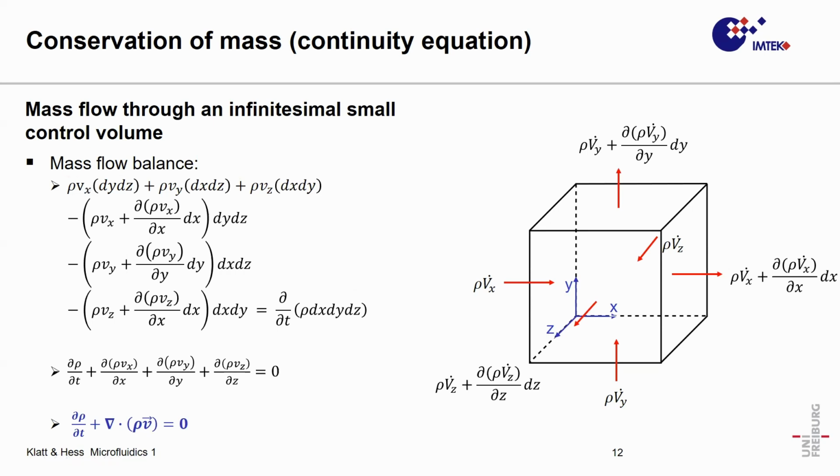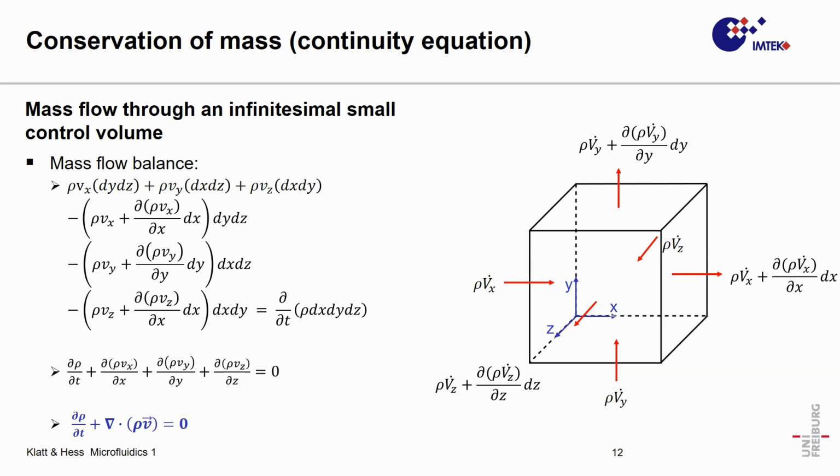And if we multiply the velocity component with the cross-sectional area, we get the volume flow, which in turn, if we multiply it with the density, becomes the mass flow. And if we simplify this mass flow balance, the simplified expression reads like this, which is the differential form of the continuity equation for a Cartesian coordinate system. And if we now write this in tensor notation, we end up with this equation.